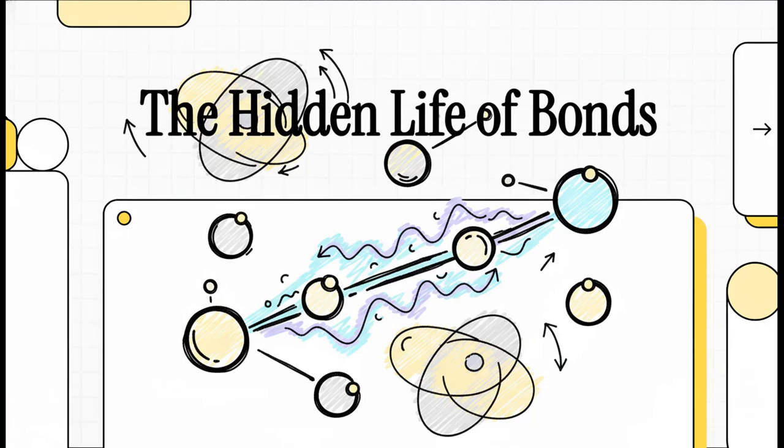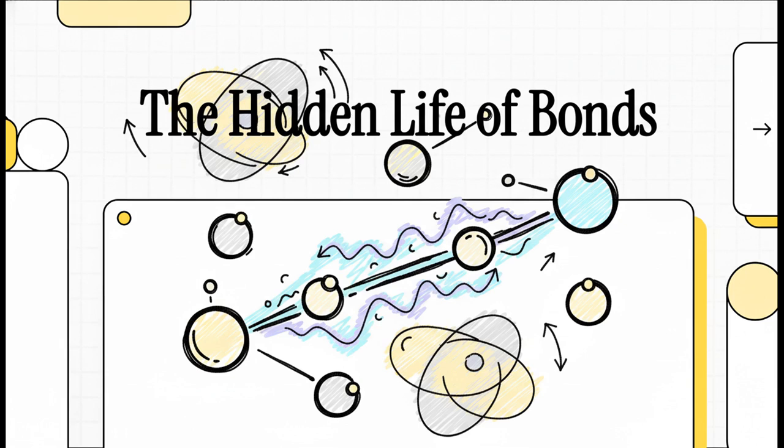We all think we know what a chemical bond is. It's just that simple line we draw between two atoms, right? But what if I told you there's a whole hidden world inside that little line? A world of waves, energies, and, well, some really surprising magnetic properties.